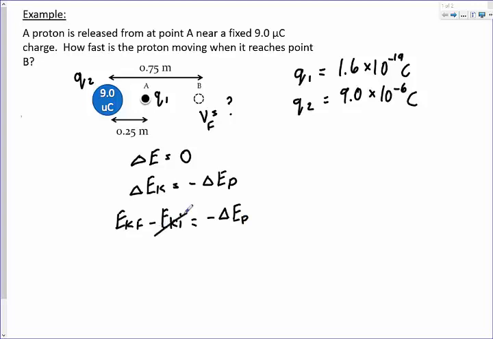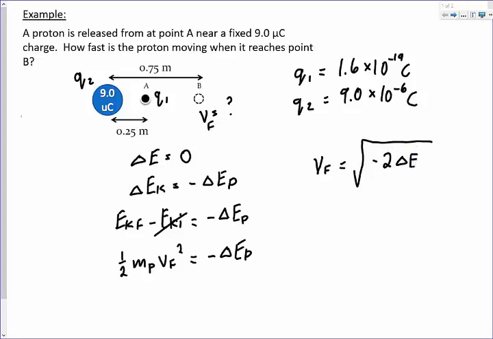So we can find that change in electric potential energy in a second here, but now if the proton is starting from rest, the initial kinetic energy disappears, and we have 1/2 m, and that mass is the proton, v final squared, the equation for kinetic energy, and it's going to equal the negative change in electric potential energy. So a little bit of algebra here, and we can solve for v final, and v final then is going to be the square root of negative 2 delta EP all over m of the proton. So if we can find the change in electric potential energy, we can plug that value in there, and we can find that final velocity.